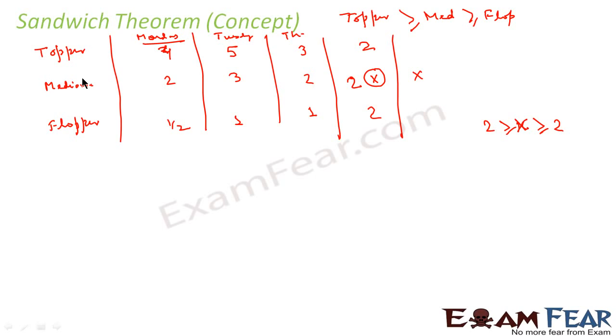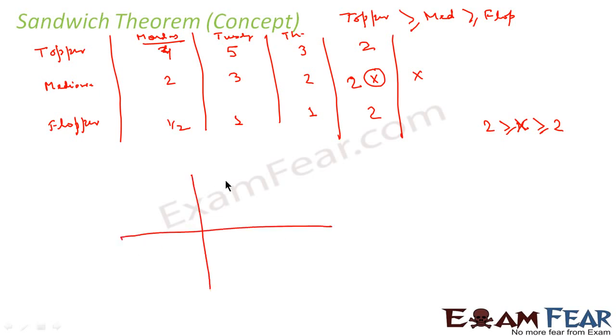Mediocre always watches more or equal number of hours than flopper. And on a particular date, if topper and flopper watch equal number of videos, then in that case we can say that mediocre also watched the same number of hours. You can do a graphical representation also.